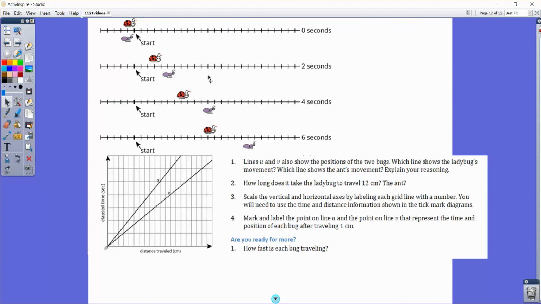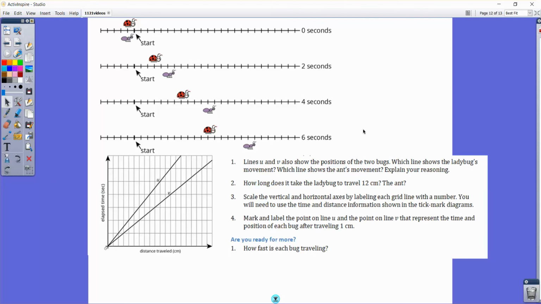And then 2 seconds later, the ladybug is here and the ant is here, and then 4 seconds later they're there, and then 6 seconds later they're there. Okay? So the questions that you're going to be asked about this, and obviously here is also a graph showing these two. One of these two lines represents the ladybug, and one of these two lines represents the ant. Which one would show the ladybug's movement? Which one would show the ant's movement?